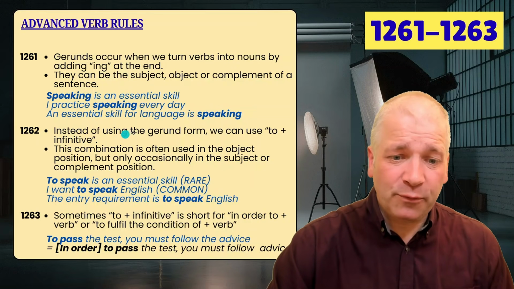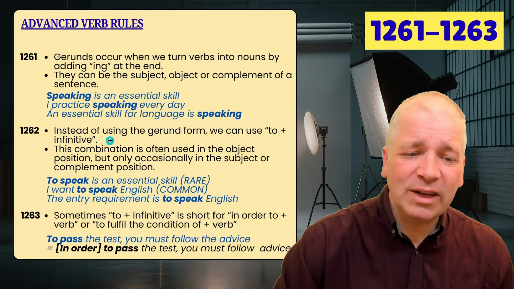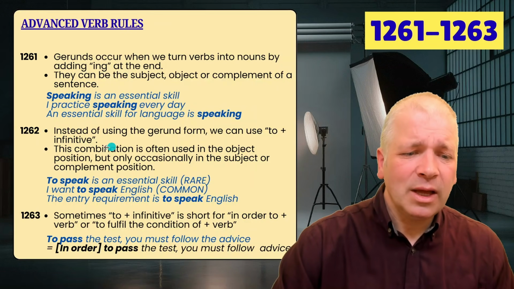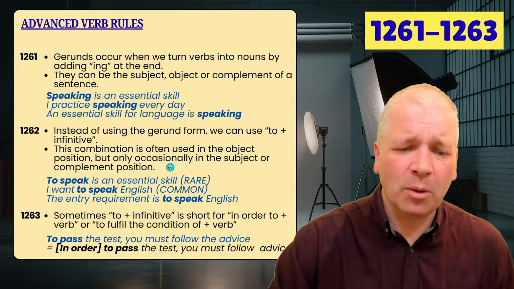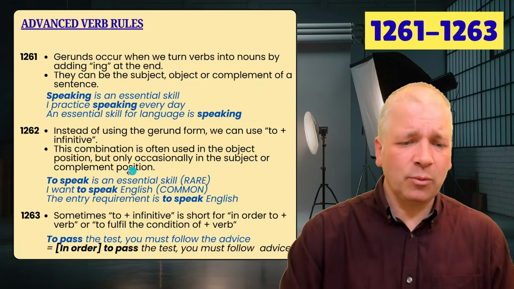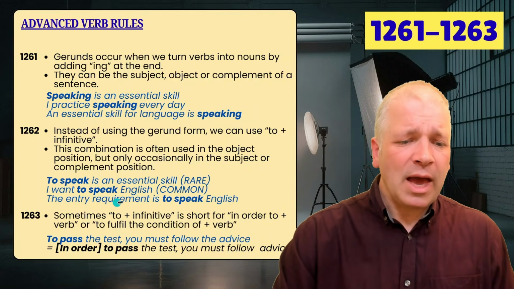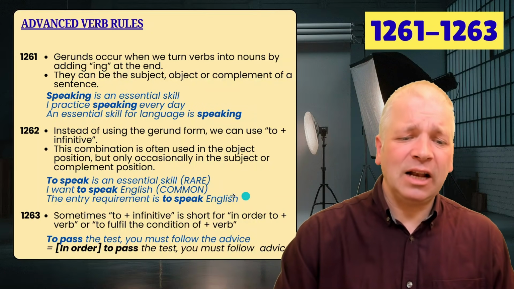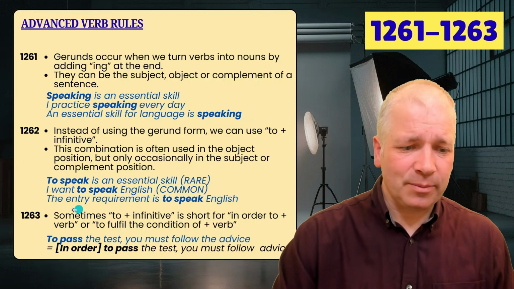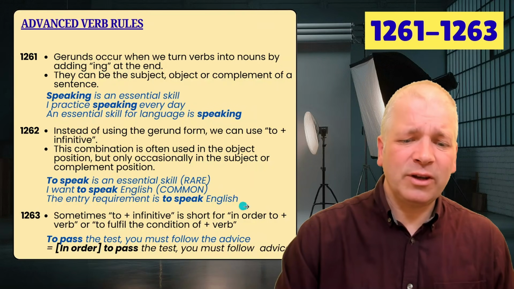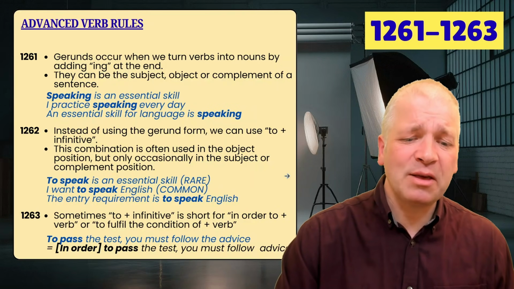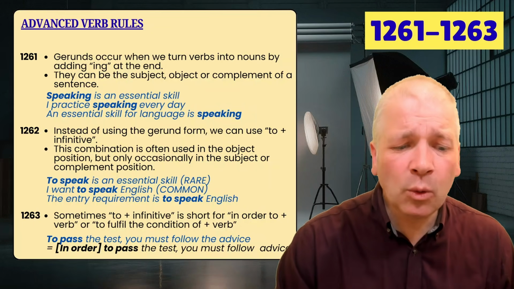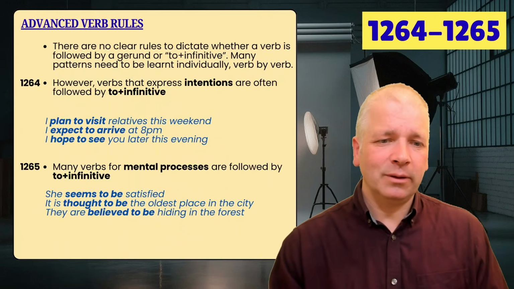Now, instead of the gerund form, we can also use to plus infinitive. It's usually used in the object position, only occasionally in the subject or complement position. So the most common one here is the entry requirement is to speak English, coming after the verb is. Sometimes to plus infinitive is short for in order to. So to pass the test, you must follow the advice means in order to pass the test.